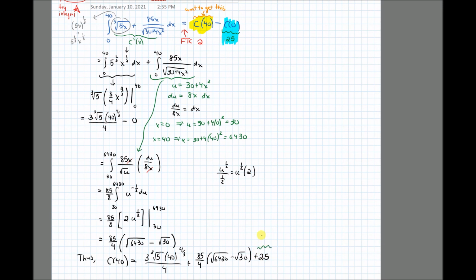But just remember, this was C of 0. This was C of 0 here. This was C of 0. Let me just highlight everything. This was C of 40. And in a different color, we had this integral, which ended up being all of this.